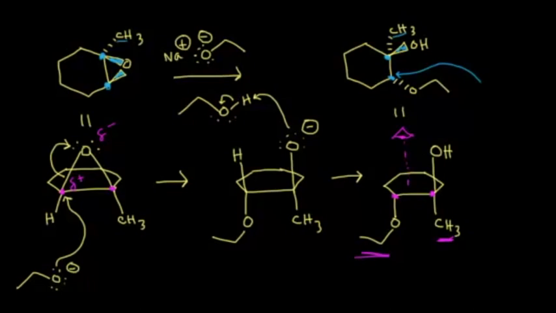Let's do one more example of a strong nucleophile attacking an epoxide, and so this time let's use a Grignard reagent. So I'm going to start with phenyl magnesium bromide.